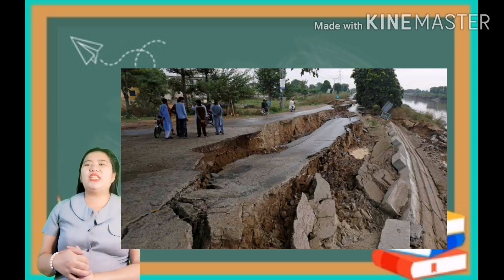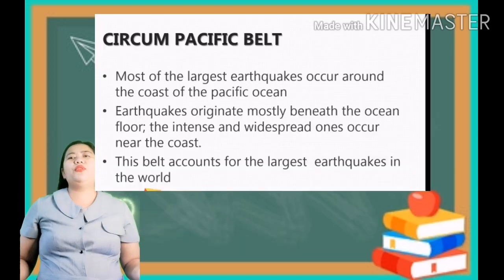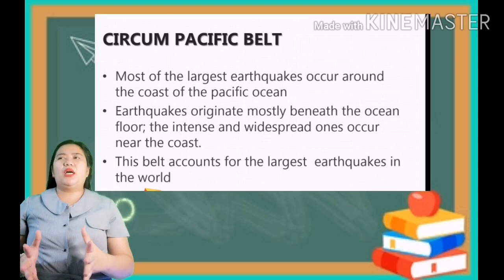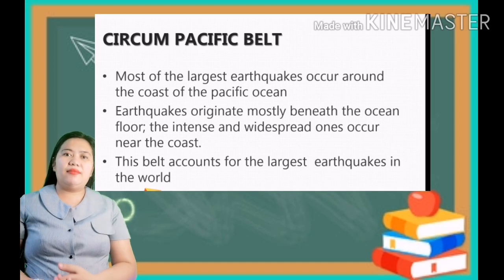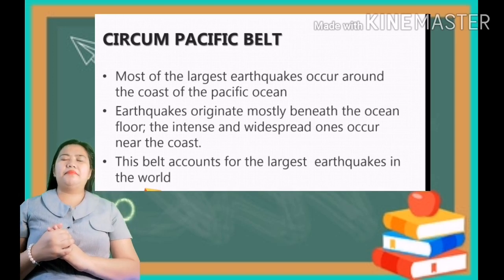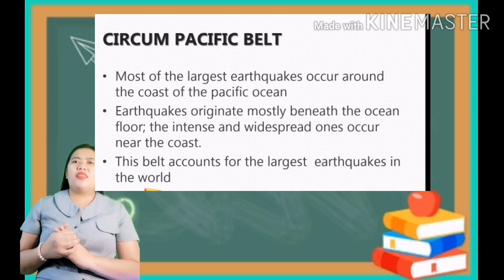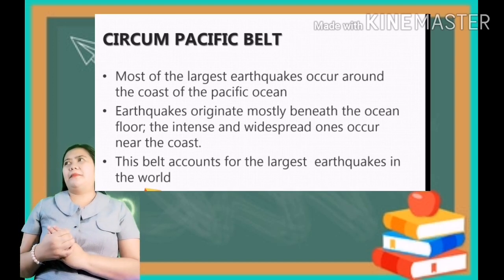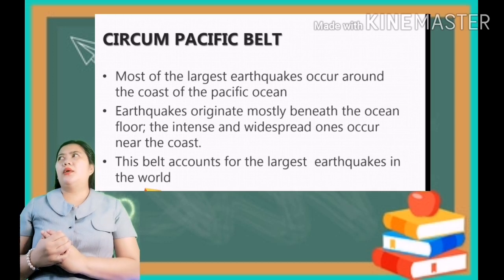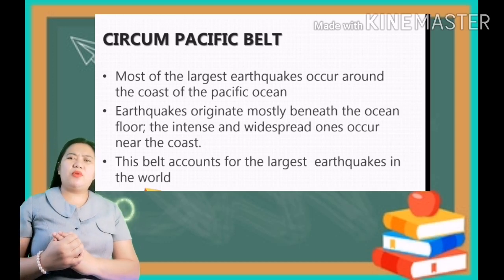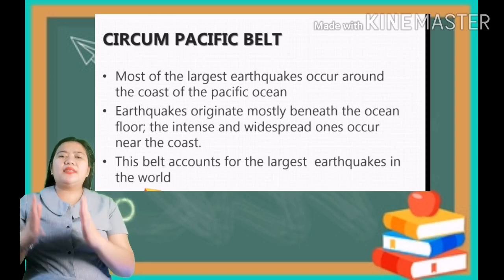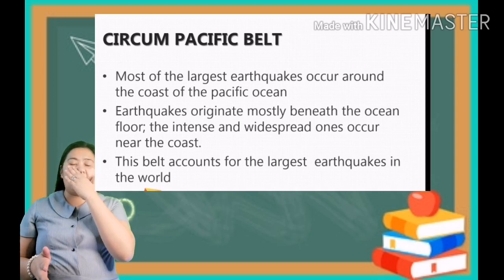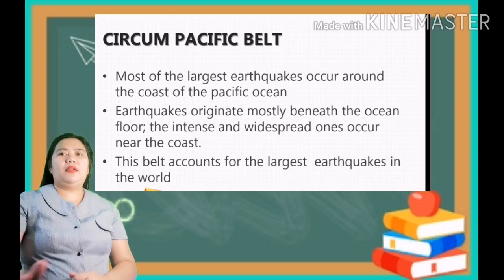So next, this belt accounts for the largest earthquakes in the world. Based on our discussion on the volcanic belt, this particular belt is actually the most active, for it created the most active volcanoes in the world. Thus, most of the earthquakes under the category of damaging in terms of casualties, it produces the most casualties. This accounts to this particular Circum-Pacific Belt, for this one is the most active type of geologic belt.